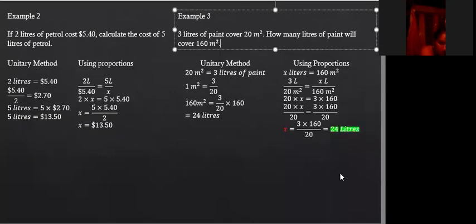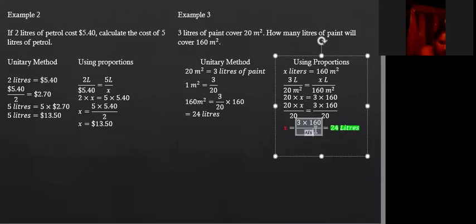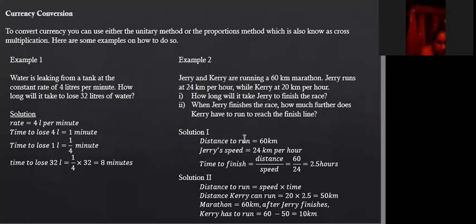Understand? Have any questions? Not right now. All right. Now we come to currency conversion. To convert currency, you can either use the unitary method or the proportions method, which is also known as cross multiplication. So here are some more examples we're going to go through.